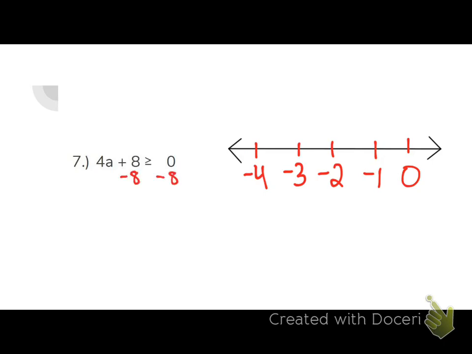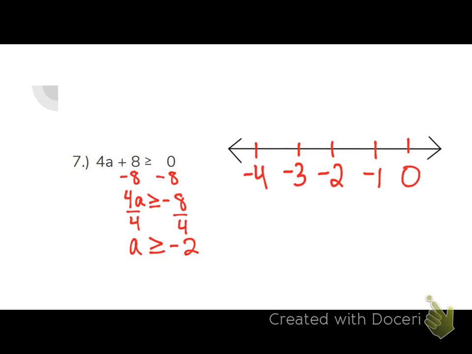Subtract 8 on both sides. What did you do next, James? Divide by 4. James, what did you get as your inequality then? Does our symbol flip? No. The symbol never flipped on this one.